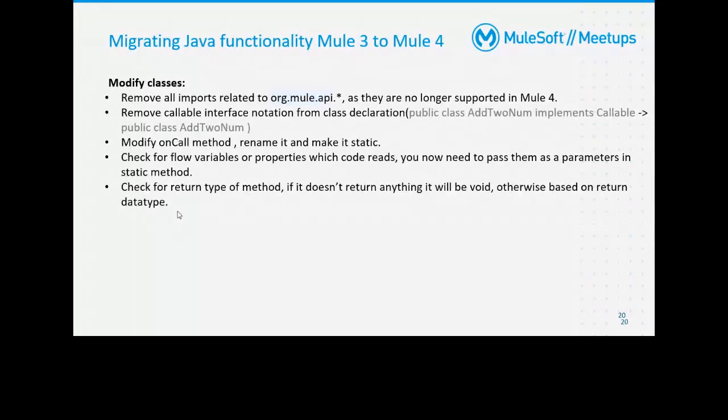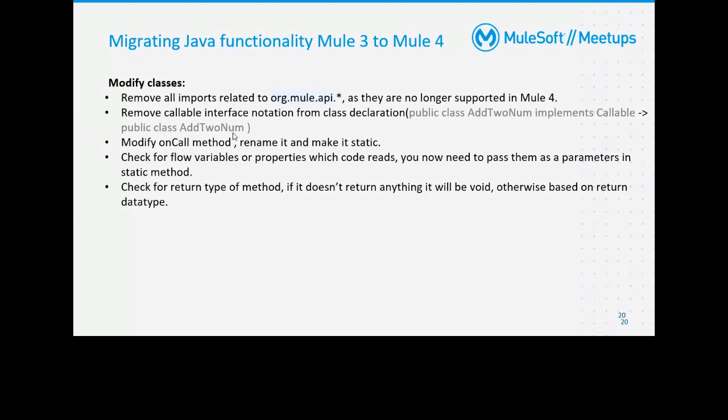Remove callable interface annotation from class declaration. You see, right? Public class add to number implements callable. So this will now change to public class add to number. So this callable annotation will be gone from there. Modify on-call method, rename it and make it static. If you see any on-call method like you see there, just rename that method. You can use the name of your choice or the function it does, and make it static, because in Mule 4 it's all static. You can call the methods which are static.